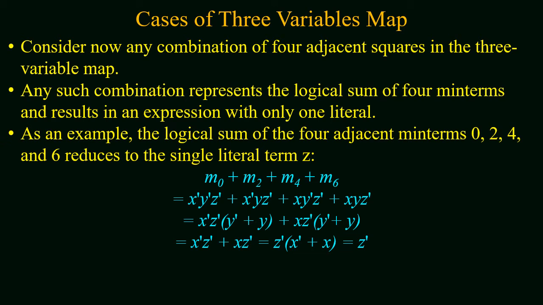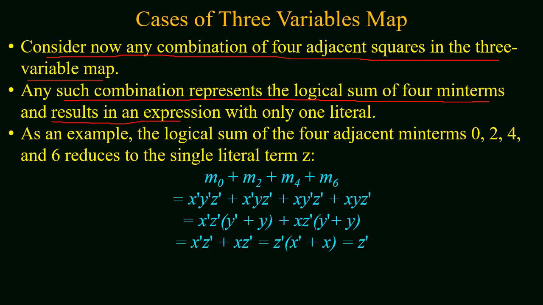Now in another case, consider any combination of 4 adjacent squares in a 3 variable map. Any such combination represents the logical sum of 4 minterms and results in an expression with only one literal. As an example, consider the logical sum of 4 adjacent minterms 0, 2, 4 and 6.